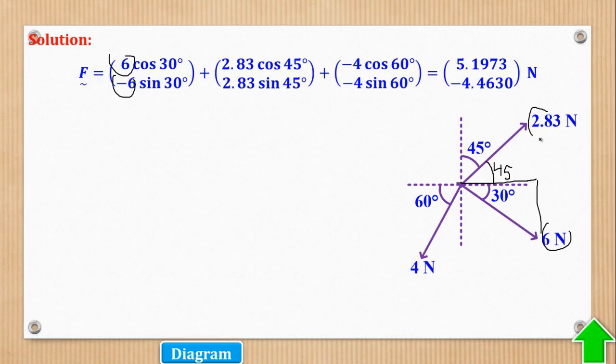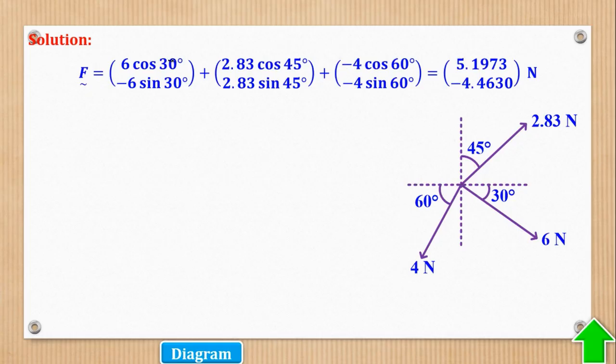Then for 2.83, horizontally is to the right, which is positive. Vertically it is upward, which is positive. So all will be positive. For 4 newtons, horizontally it is to the left, which is negative. Vertically it is downward, which is negative. So negative horizontal, negative vertical.